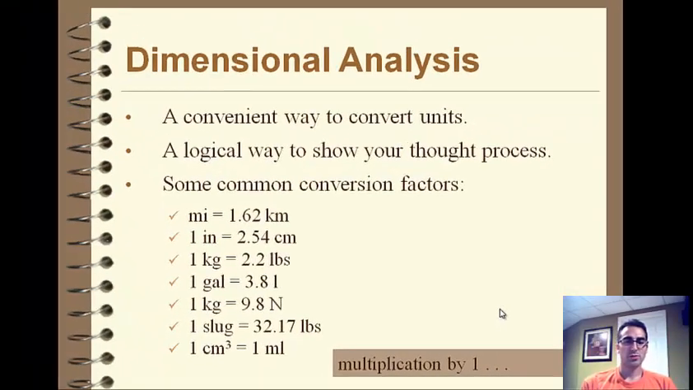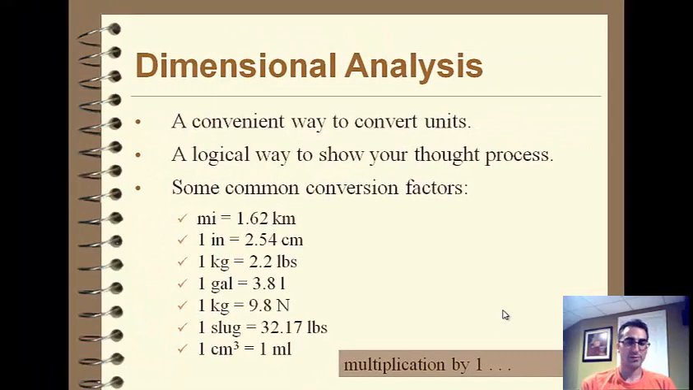1 kilogram is 2.2 pounds. A gallon of fluid is 3.8 liters. A kilogram is 9.8 newtons. There's your measurement of a slug again. Remember, that's the English unit for mass, and it is 32.17 pounds. So a slug is actually a pretty big unit of measure. Me, I'm only like 5 slugs, so actually not that heavy. 1 centimeter cubed equals 1 milliliter. And so these are all units that you can use to convert from English to SI or the reverse.